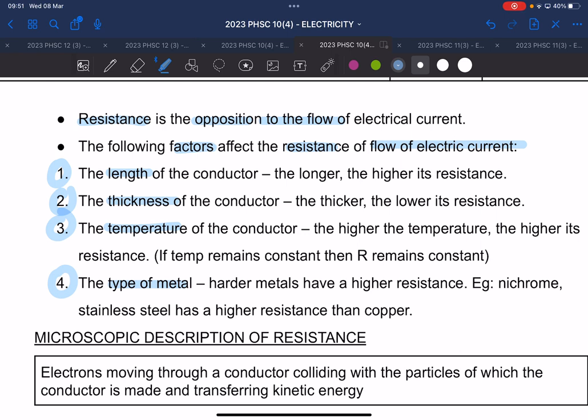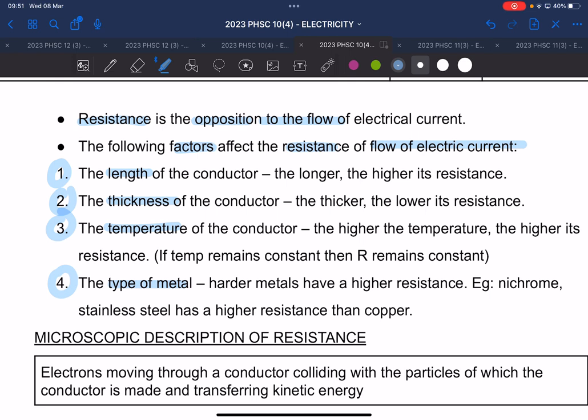Third one is temperature. When your cell phone or your laptop or your computer becomes very warm, does it still work nicely? No. Then you stop and put it down. So what happens is the warmer the conductor becomes, the higher the temperature, the higher the resistance, the more difficult it is for the charges to pass through.